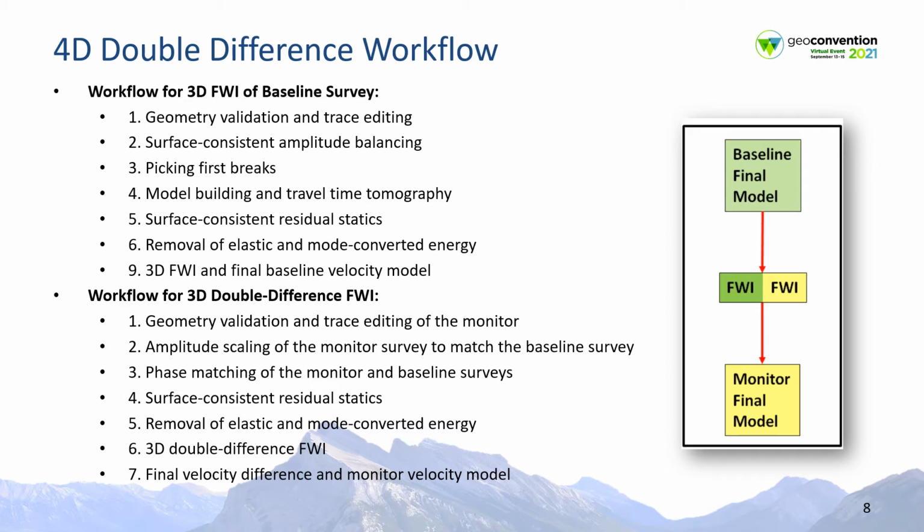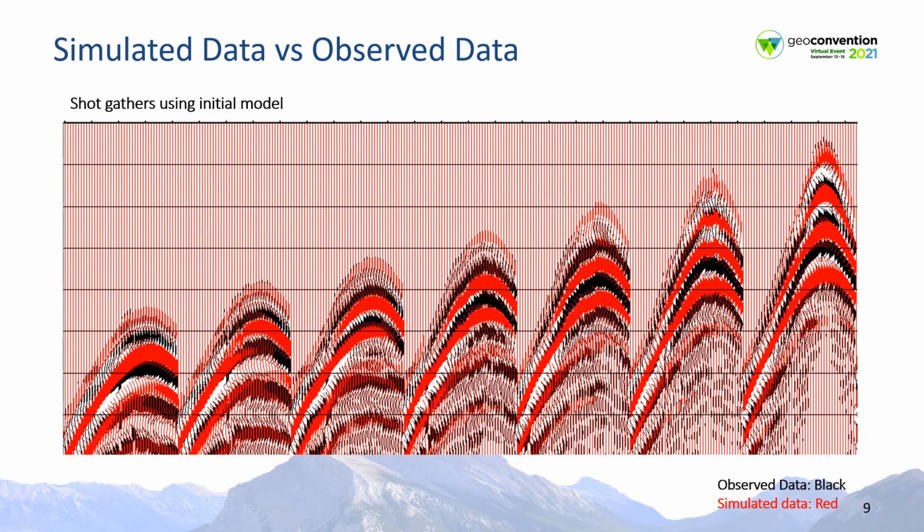For the monitor 4D, we used a double difference approach to invert the difference between the baseline and monitor and then add the difference back to the baseline final model to get the final monitor velocity for PSDM processing. The difference model can be directly used for the steam chamber interpretation. This is an example showing how the FWI algorithm converges until the field shot gathers, shown in black, match the simulated shot gathers, which are shown in red.